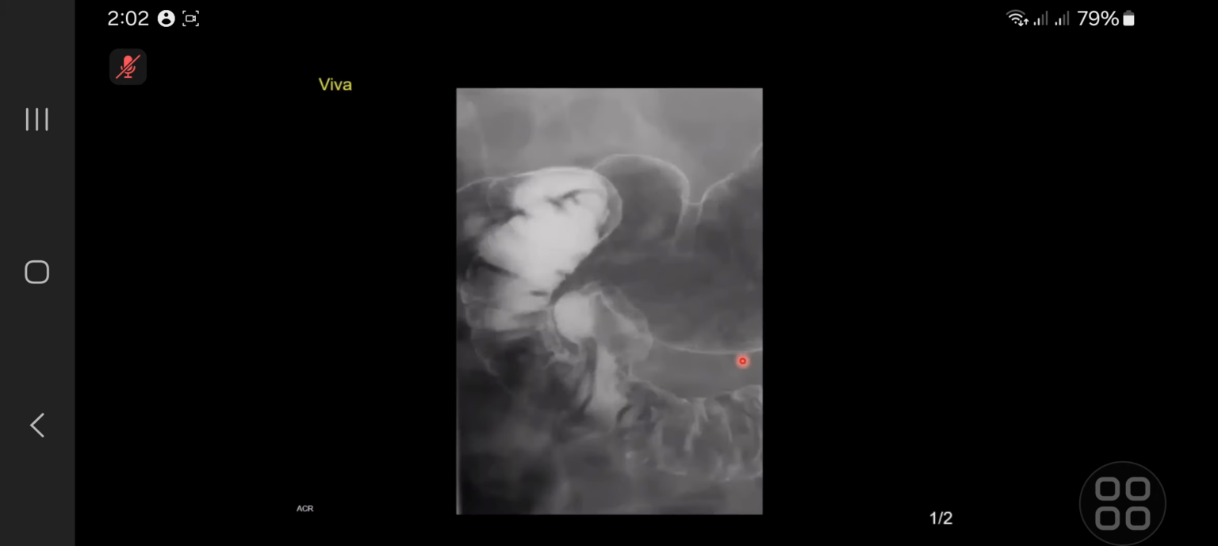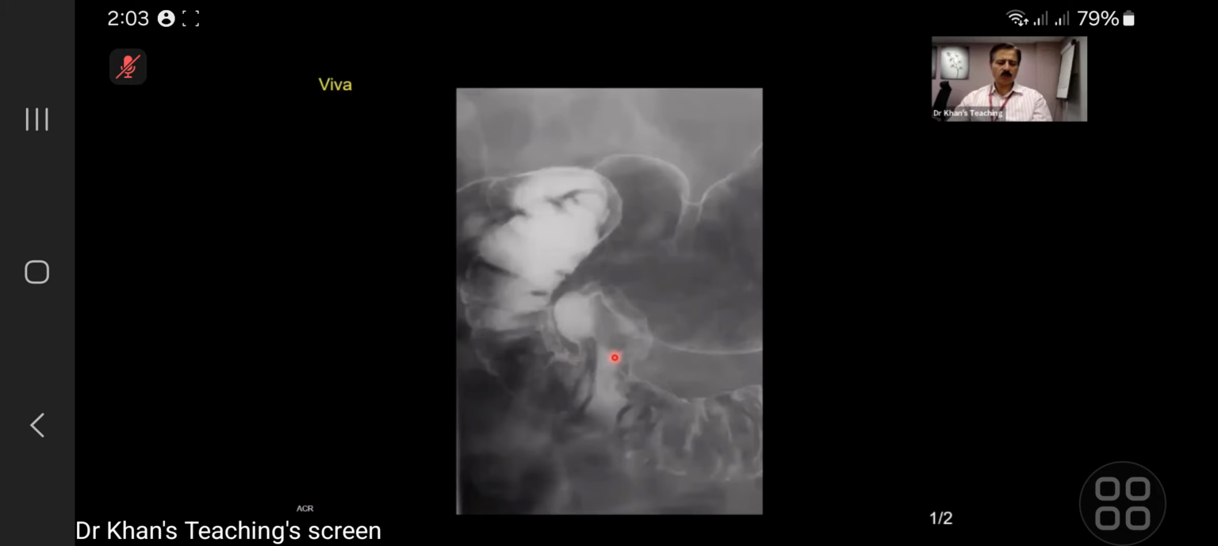Okay, candidate 2, spot diagnosis. What is this? Duodenal diverticulum. Right. Which part of the duodenum is this? Second part. Now, duodenal diverticula can be at various locations. The most common is the second part, and they project towards the pancreas. You must have seen them so commonly on a CT scan or MR.